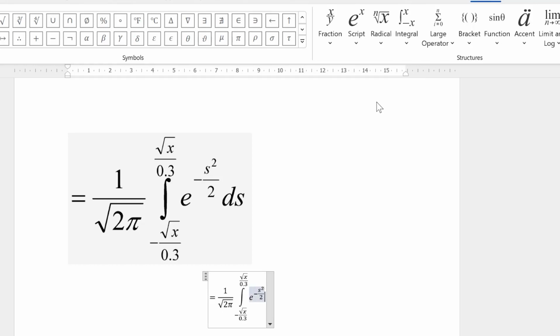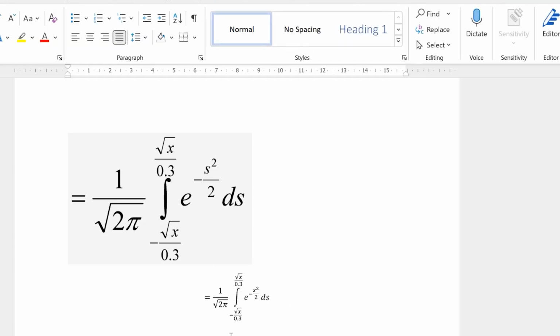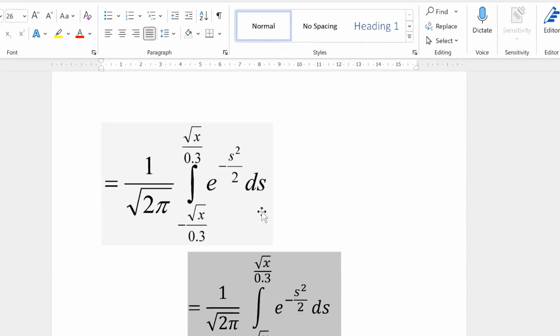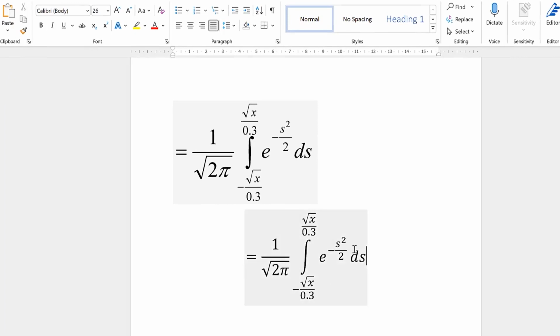Okay, and then we'll go back to the normal mode, and then we'll put ds. Okay, this is an integral sign. So ds, we are integrating with respect to s. So I think this concludes the equation. You can see it. You just click out, you can select it and make it bigger so that it looks exactly like the one that we have. Okay, you can see it.